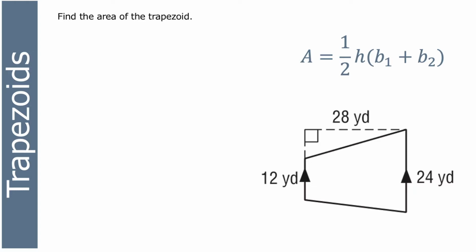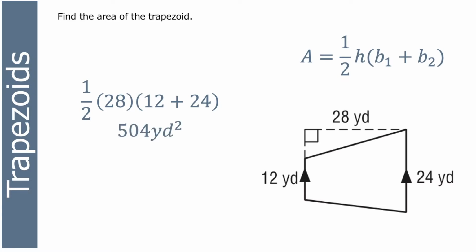Okay, now look at this one. This time the bases are on the sides. So the bases don't always have to be on the top and the bottom. The bases need to be the parallel sides. And then we just plug it into the formula like before. So 12 plus 24 times the height times 1/2, 504 yards squared.